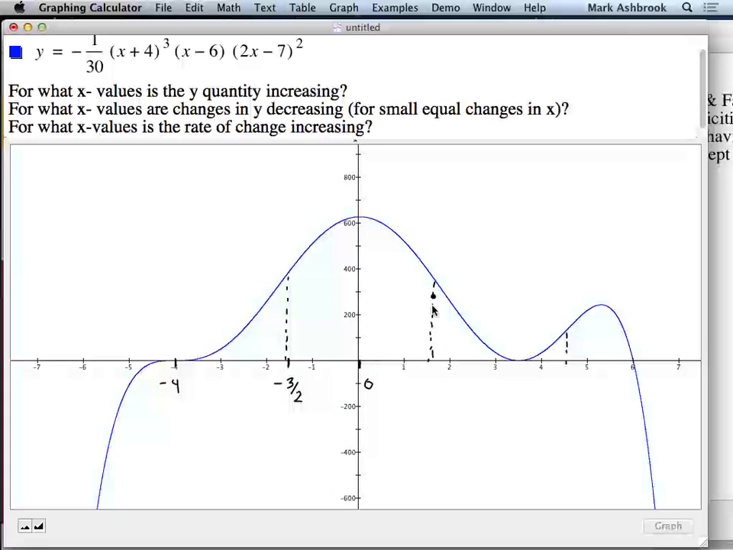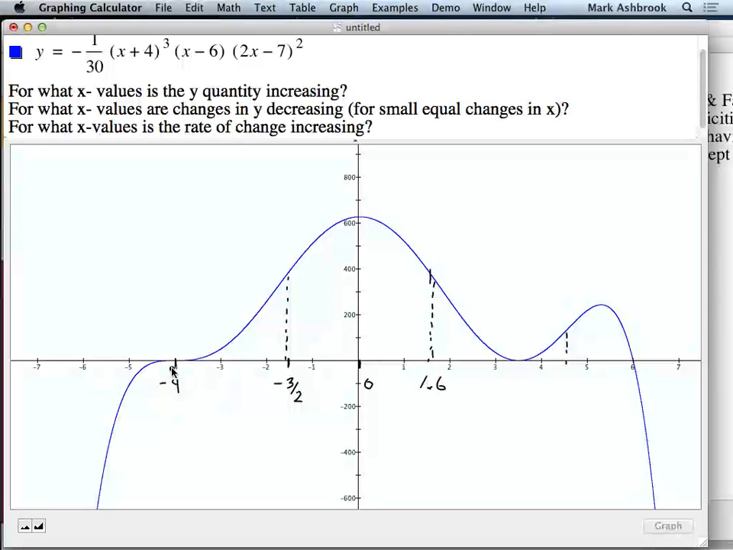Question, yeah. Is y increasing at that one point? If you went a little bit to the left from that, it would be less than, right? And if you went a little bit to the right, it would be greater. So is it increasing at that point?